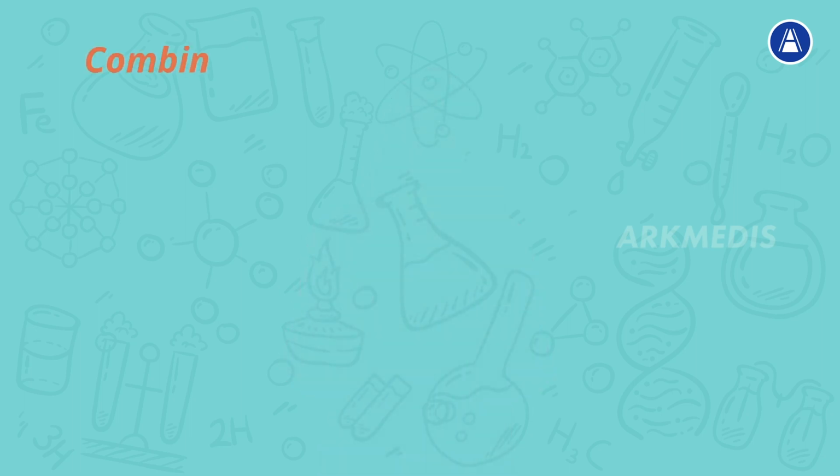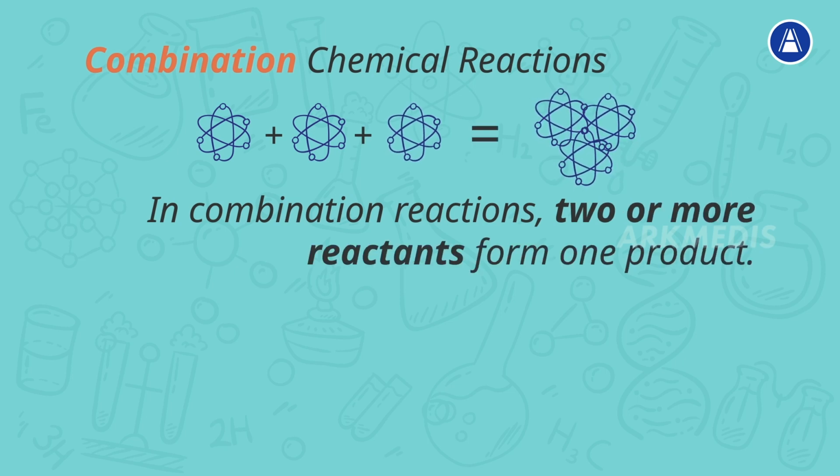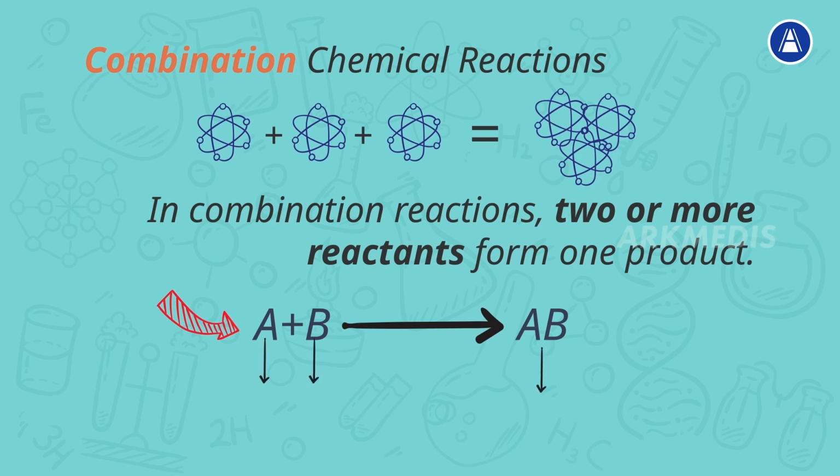First is combination chemical reactions. In combination reactions, 2 or more reactants form one product. The general form can be represented as A plus B give rise to AB. Here you can see that 2 reactants combine to form a single product.